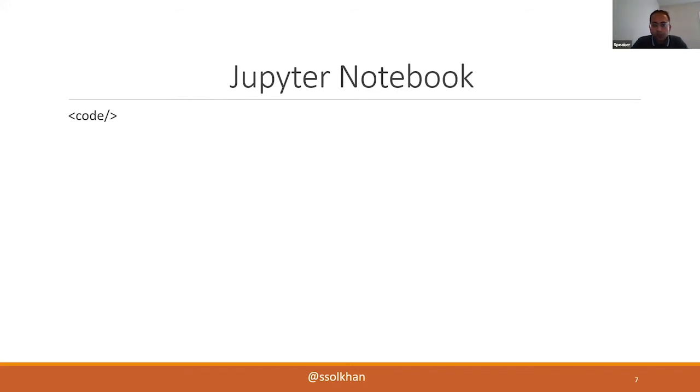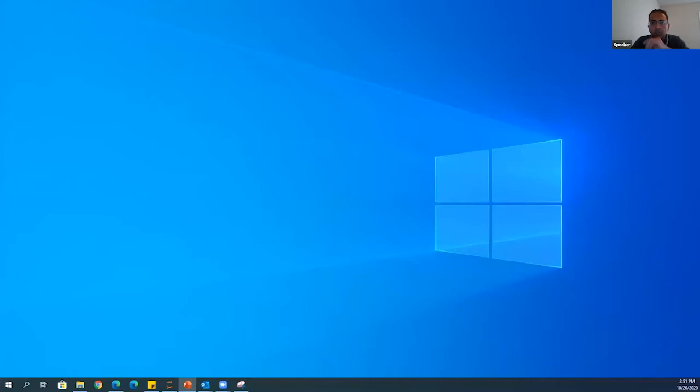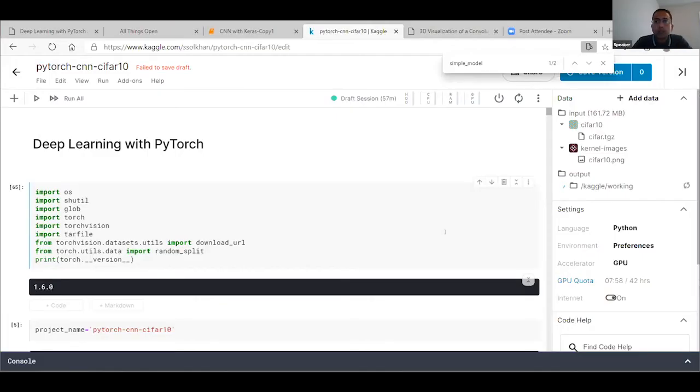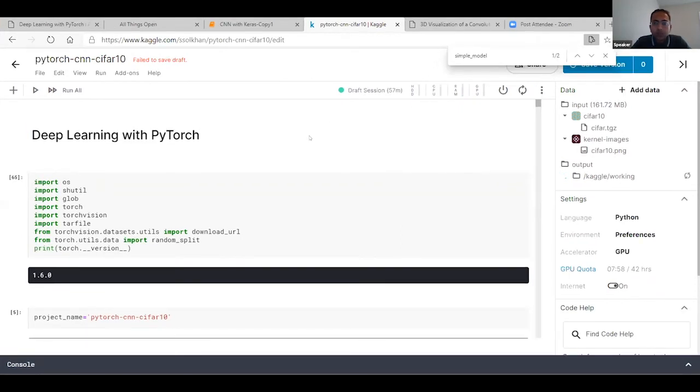I'm going to stop sharing this and go and share the Jupyter Notebook. So give me a second. Okay, I think you all should see the browser and the notebook here.